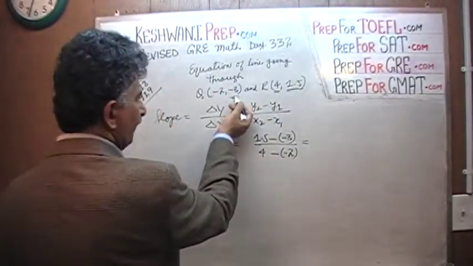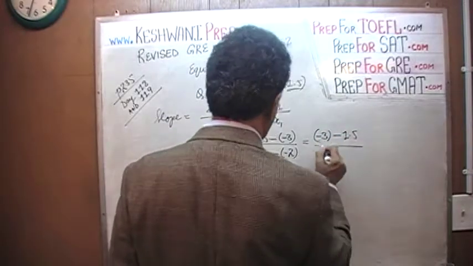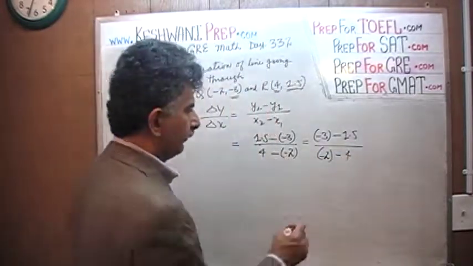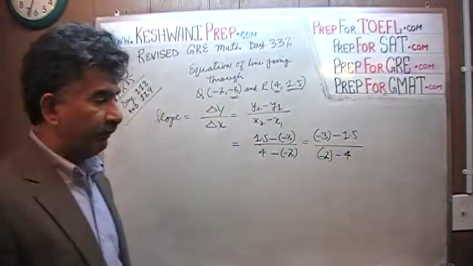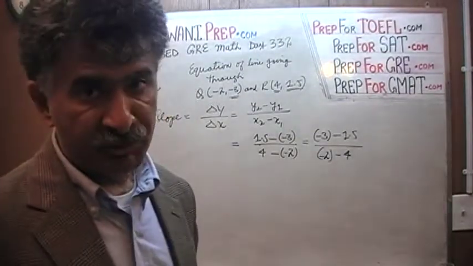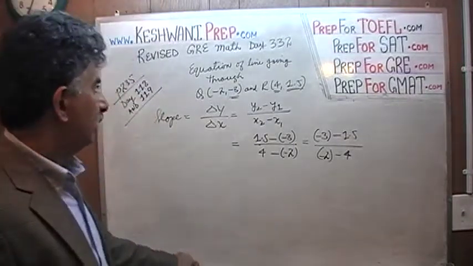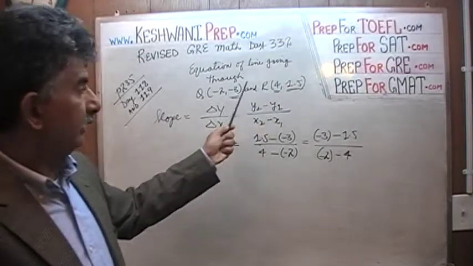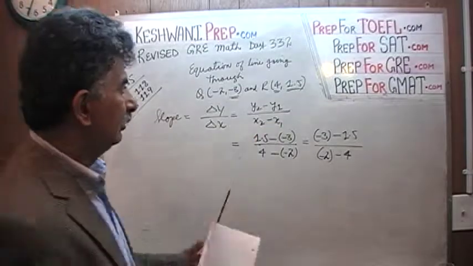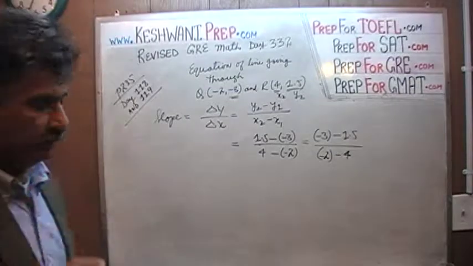Had we used this one as a y2, we simply would have had -3 minus a 1.5 over -2 minus a 4. And what will happen is that we'll end up with a negative and negative on top and the bottom, and the negatives are going to cancel out each other, and it's not going to change anything. You can use either of these 2 points as a starting point, and the other one is the ending point, but we have to be consistent. If we're going to call this one y2, then this one of course has to be x2. We cannot mix them up.